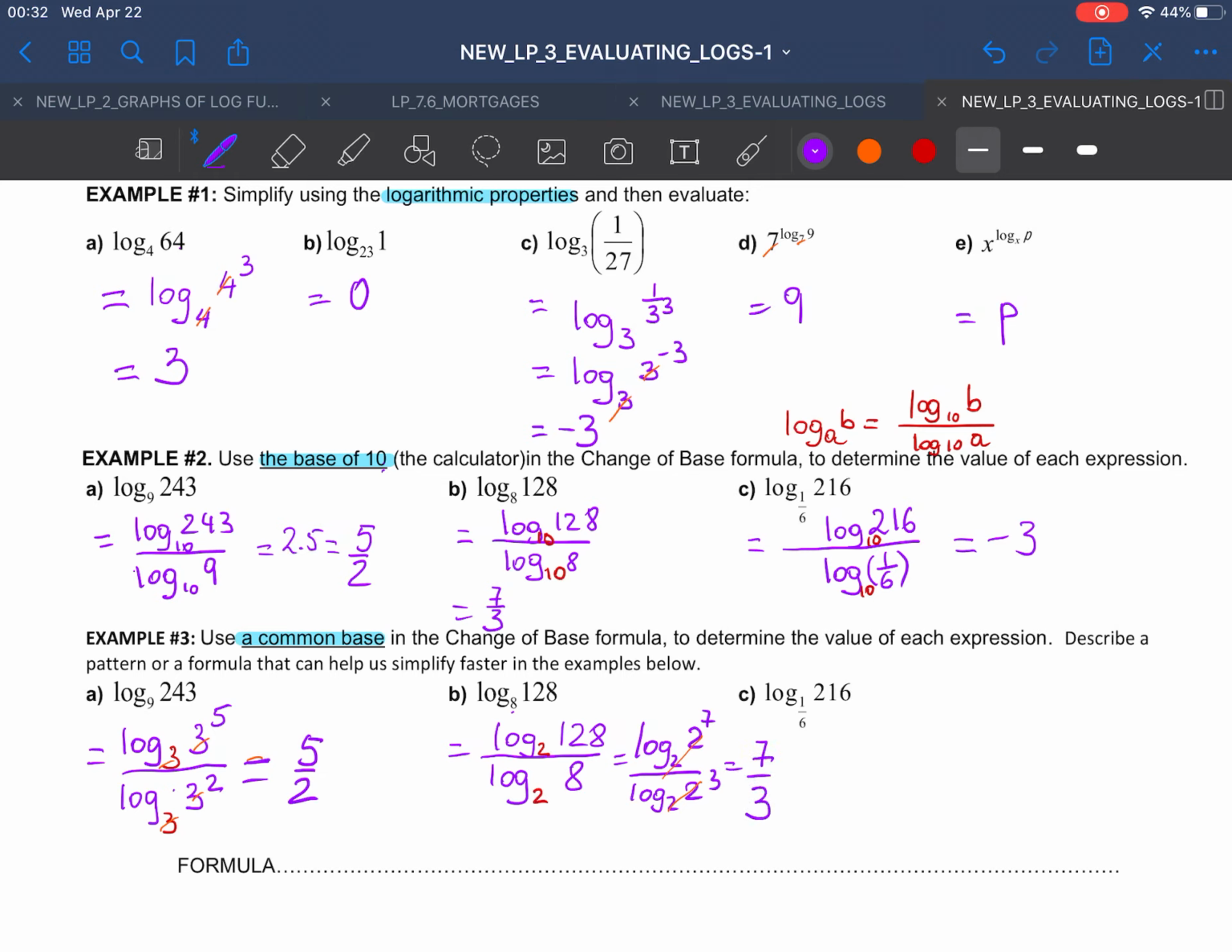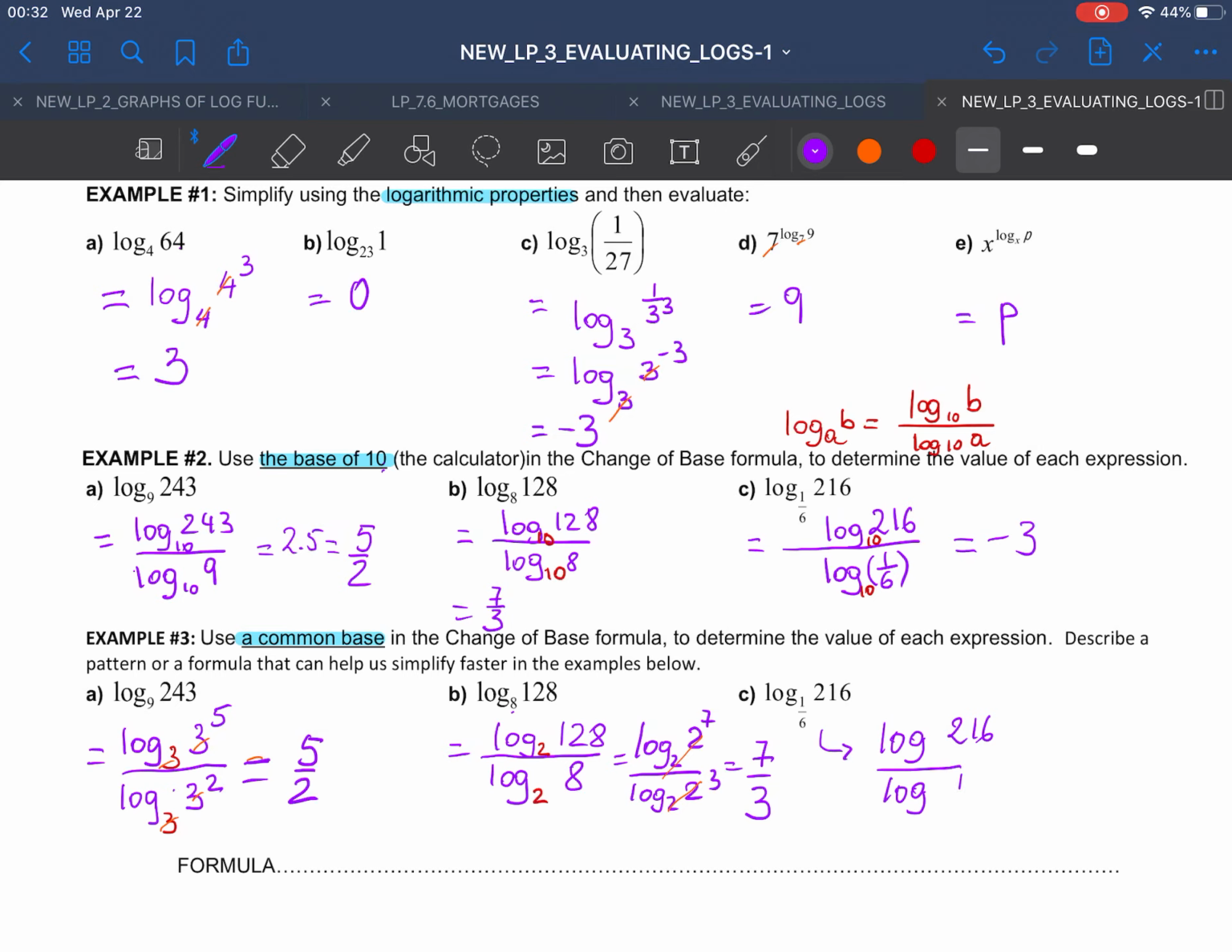It's kind of a game, isn't it? Alright, so next, you can try it on your own if you wish. Just pause the video. We have log over log.